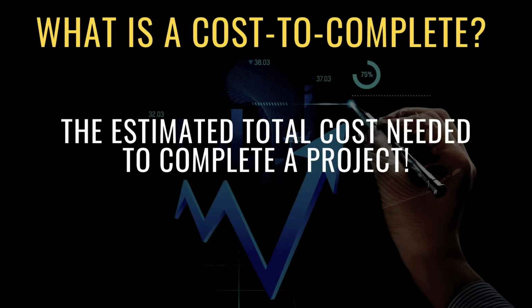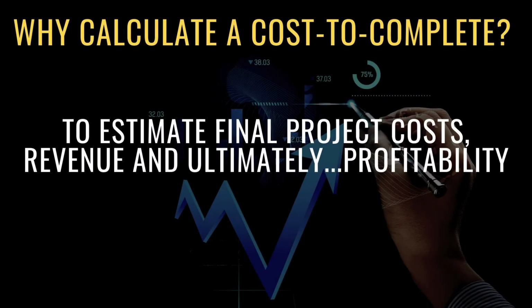A cost to complete is well defined in its name: the expected costs needed to complete a project. Putting together a cost to complete involves estimating all of the remaining costs required to finish a project with as much detail and accuracy as possible. This practice is often used in construction, but it can be used on any project to estimate remaining costs needed to finish, along with anticipated revenue and ultimately total project profitability. That's what a cost to complete is in a nutshell.